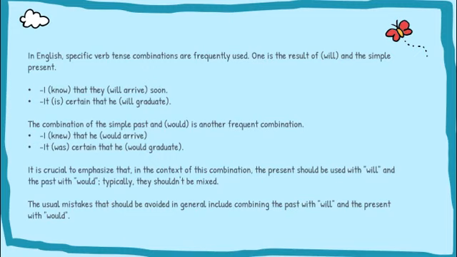I know that they will arrive soon. It is certain that he will graduate. The combination of the simple past and would is another frequent combination. I knew that he would arrive. It was certain that he would graduate. It is crucial to emphasize that, in the context of this combination, the present should be used with will and the past with would; typically, they shouldn't be mixed. The usual mistakes that should be avoided in general include combining the past with will and the present with would.